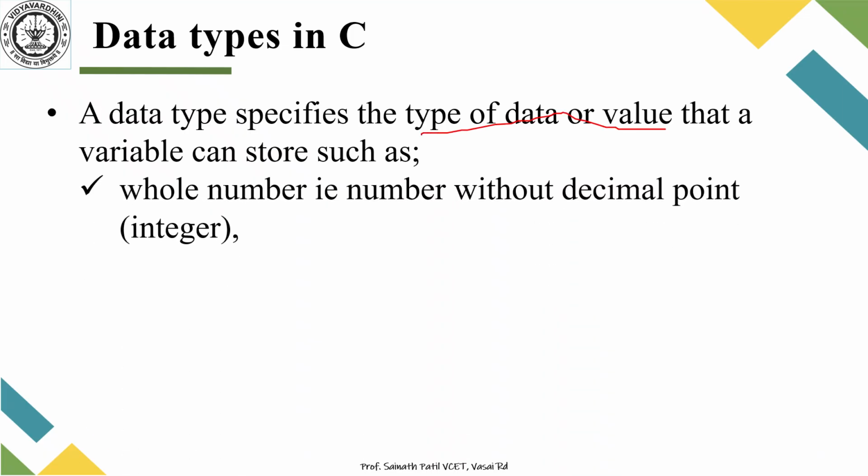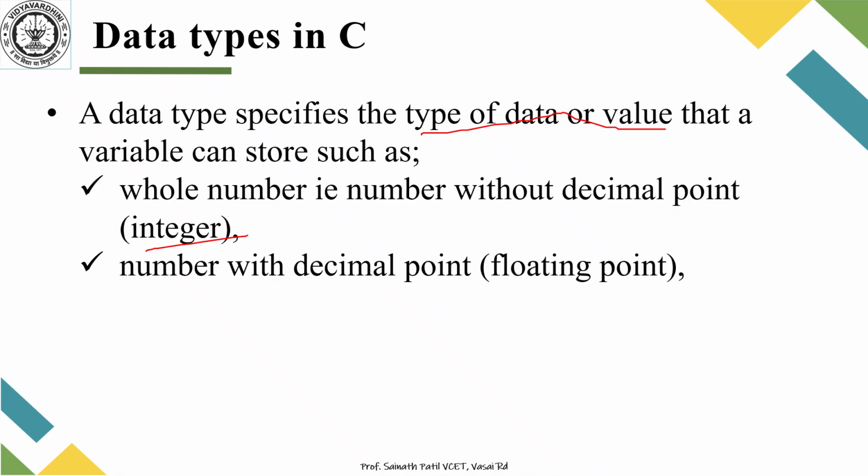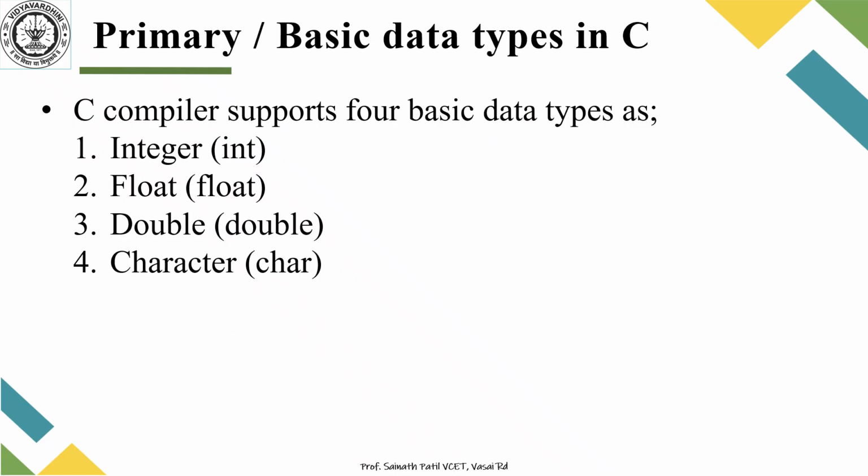That value can be a whole number without a decimal point, that is an integer, or a value can be a number with a decimal point, which is called floating point, or the value can be a character. So C supports four basic or primary data types, that is integer or int, float, double, and character.